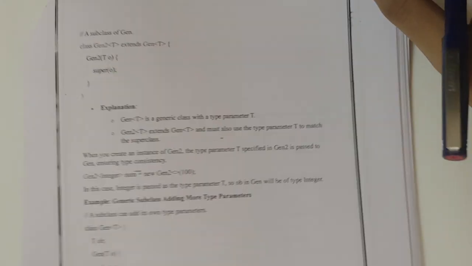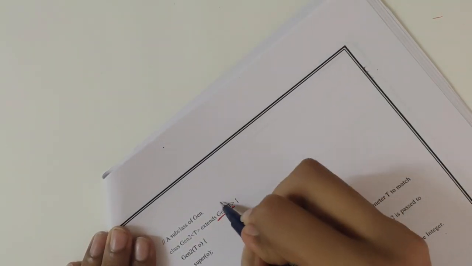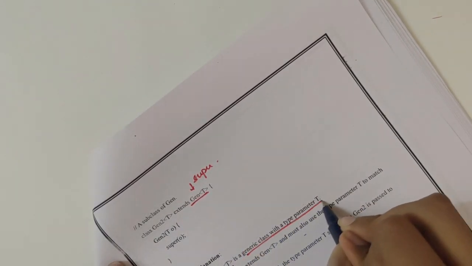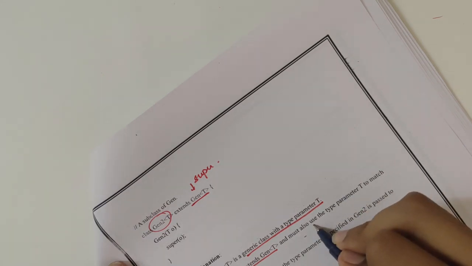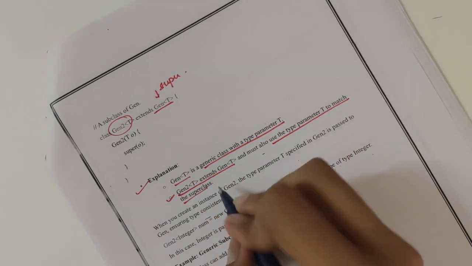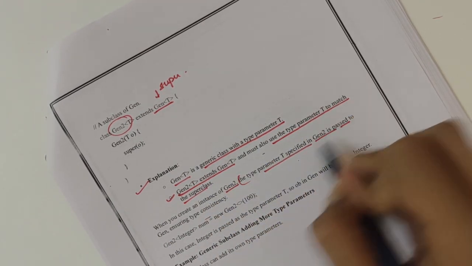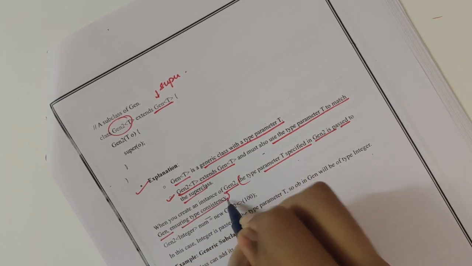Then next, what you are doing is extending the properties of Gen<T>, which is nothing but the superclass or the parent class itself. Now let's look at the explanation. Gen<T> is a generic class with type parameter T. Gen2 is another class which will extend the properties of Gen<T>, also passing the type parameter T to match the superclass. When you create an instance of Gen2, the type parameter T specified with Gen2 is passed to Gen, ensuring type consistency.